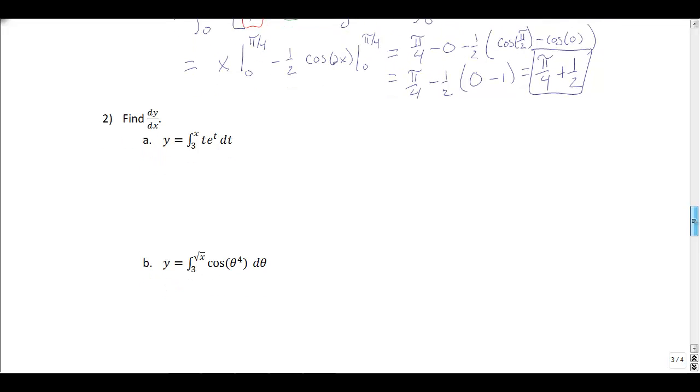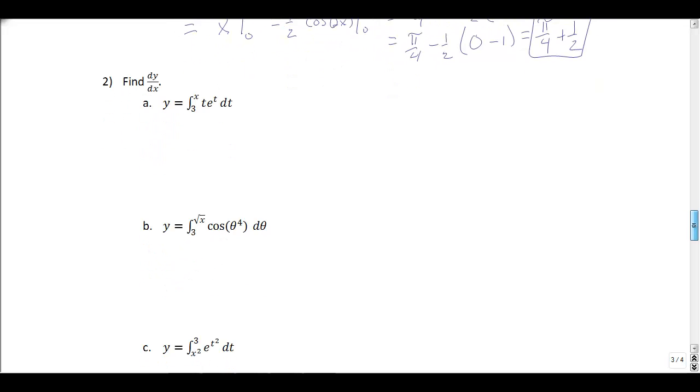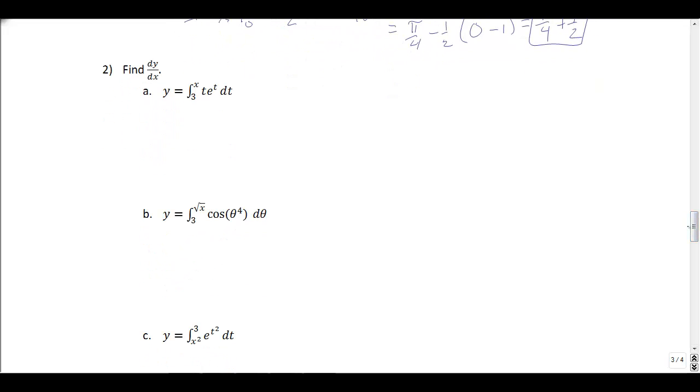Next one. So this is going to use the other part of the fundamental theorem of calculus here. So essentially what we did so far, so this is the fundamental theorem of calculus. So there's two parts. They get switched around sometimes. What's part 1, part 2?